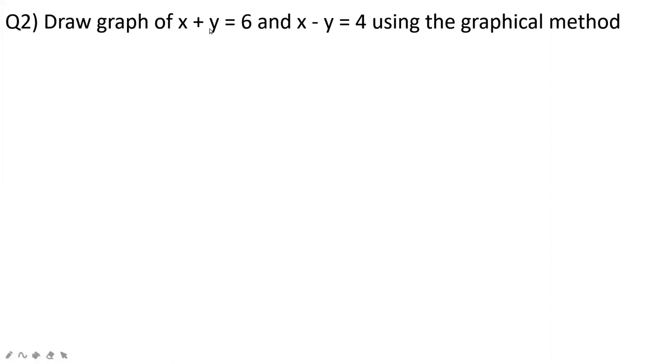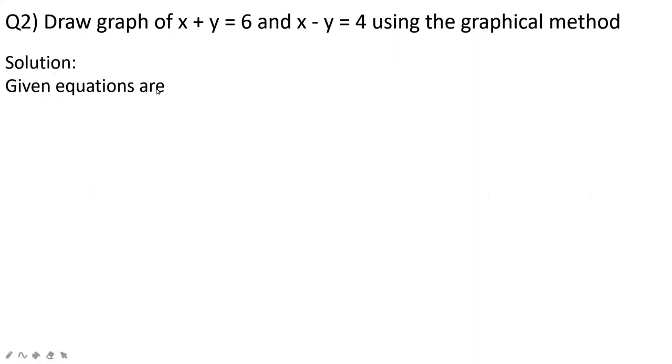Draw the graph of x plus y is equal to 6 and x minus y is equal to 4 using the graphical method. So here you can see that in the previous question we had only one equation and in this question we are having two equations. It means that using the graphical method we have to find the values of our x and y. So let us move ahead and see how to do that.